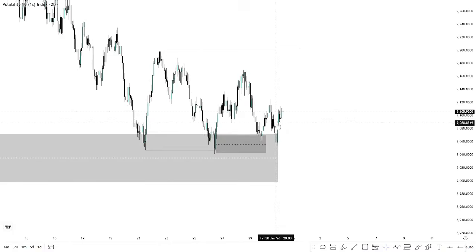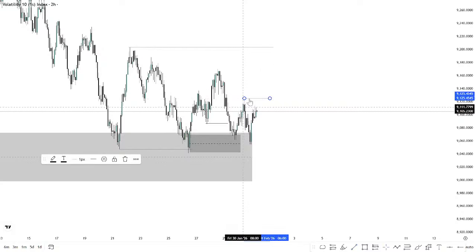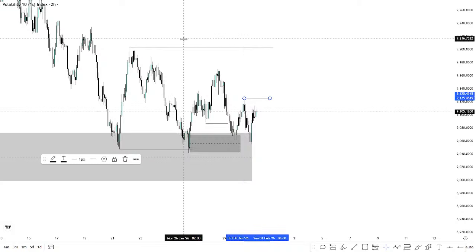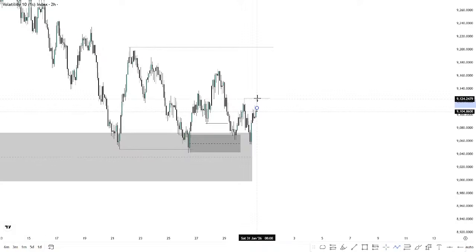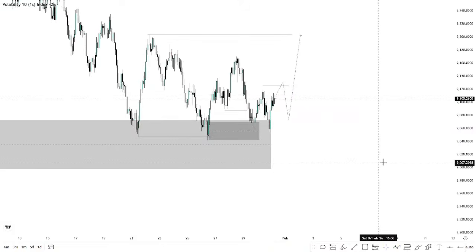So what do I do in this kind of case? Let's wait for this internal little break. Let's wait for market to break it internally. And we are going to continue at this void area that we already have left. We are going to continue that buy. So let's wait for that internal structure to be broken.